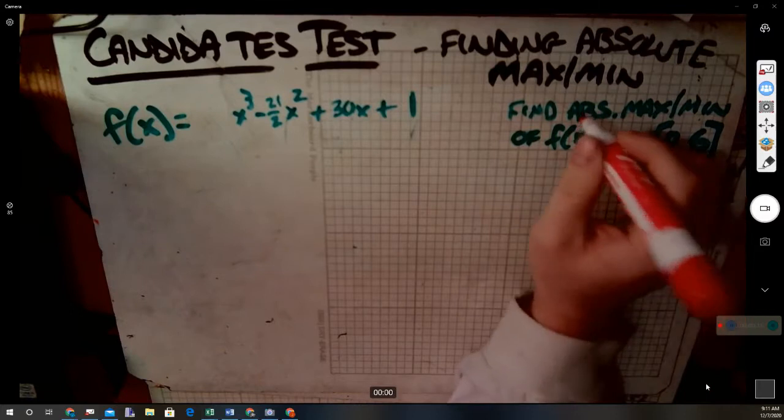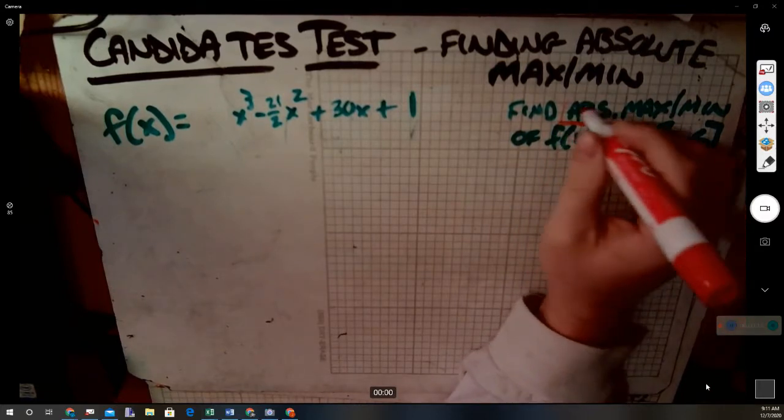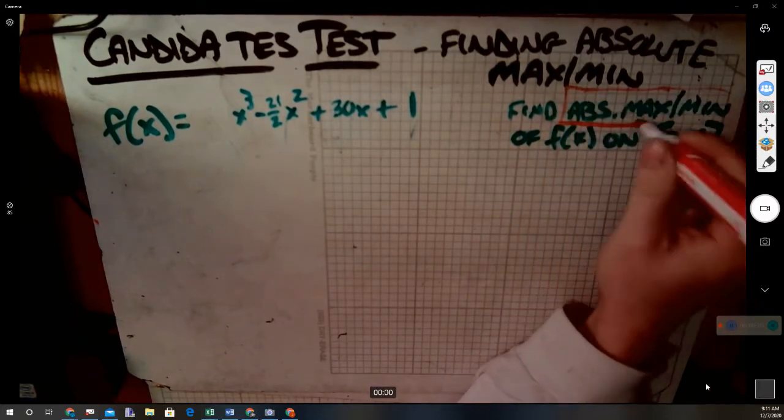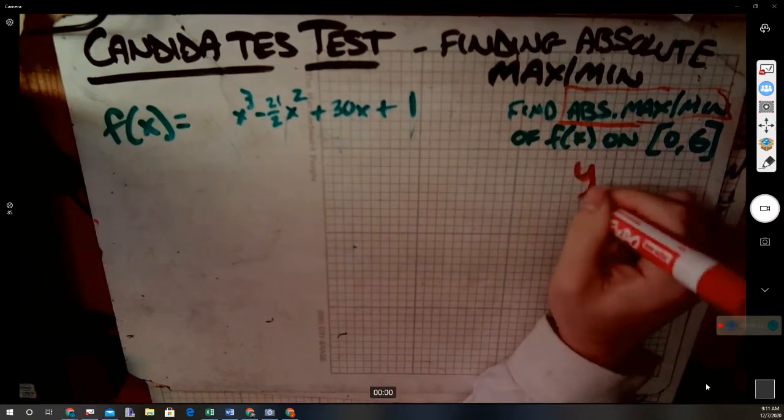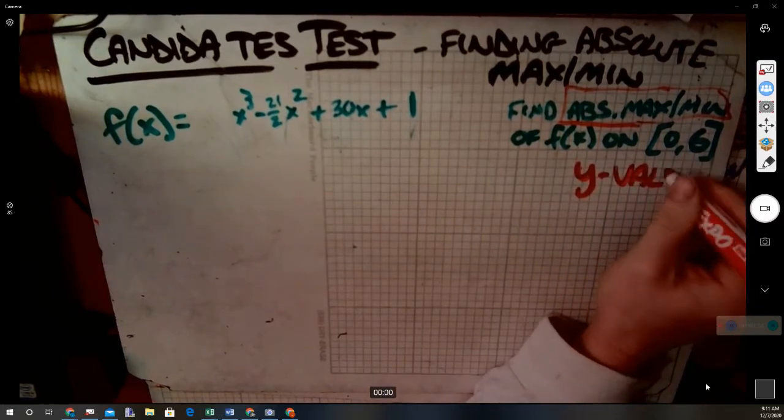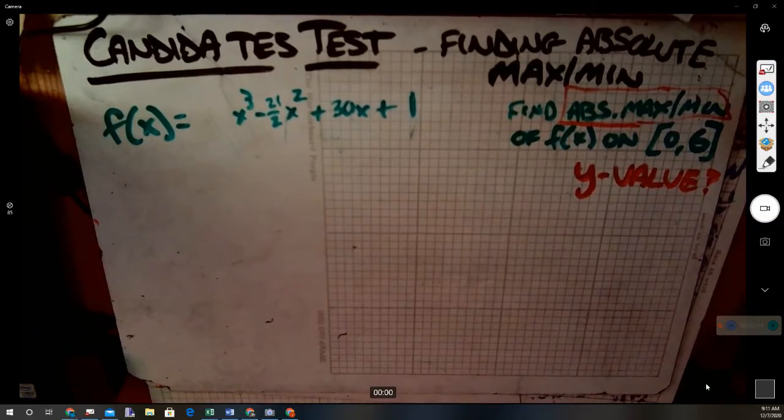So first off, when it asks for an absolute maximum or an absolute minimum, or in this case both, they specifically are asking what is the y value? What is the biggest value that occurs, or what is the smallest function value that occurs in this problem.